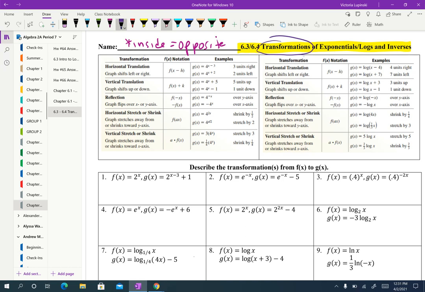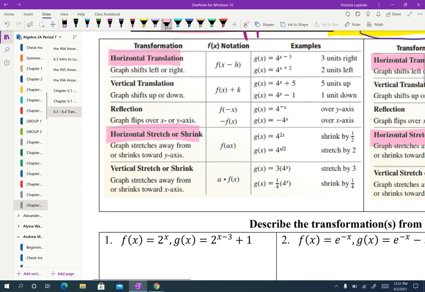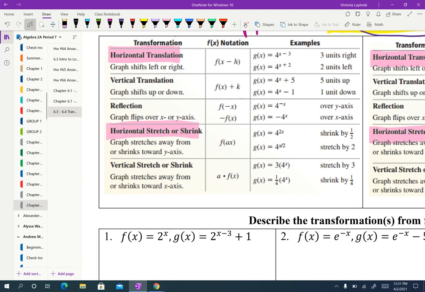A quick general reminder, remember that anytime you're talking about transformations, whenever something is on the inside, it means the opposite, and that's basically anything that is horizontal. So again, just to kind of color code it for you, anything that says the word horizontal is always going to do the opposite of what you think it might do. So let's go ahead and take a look first at the left side here when it comes to exponentials.